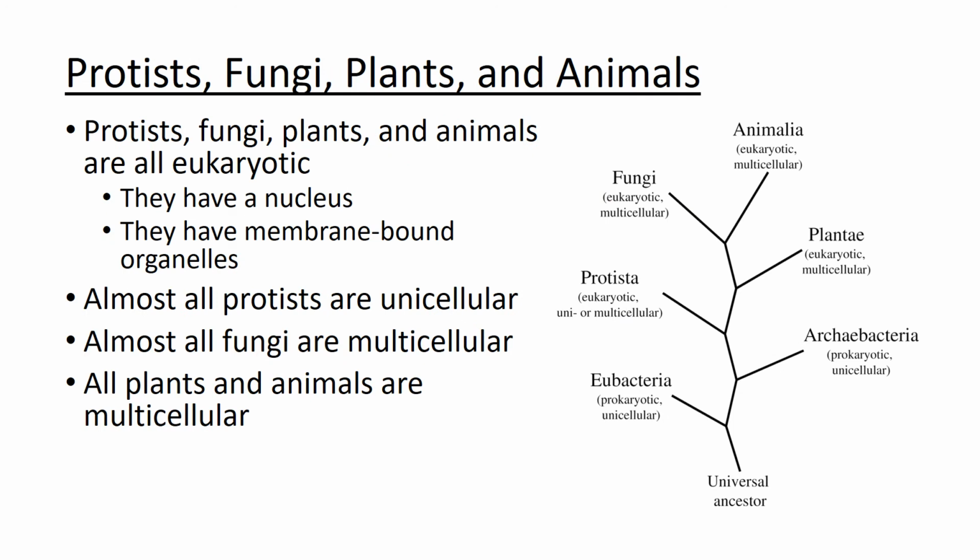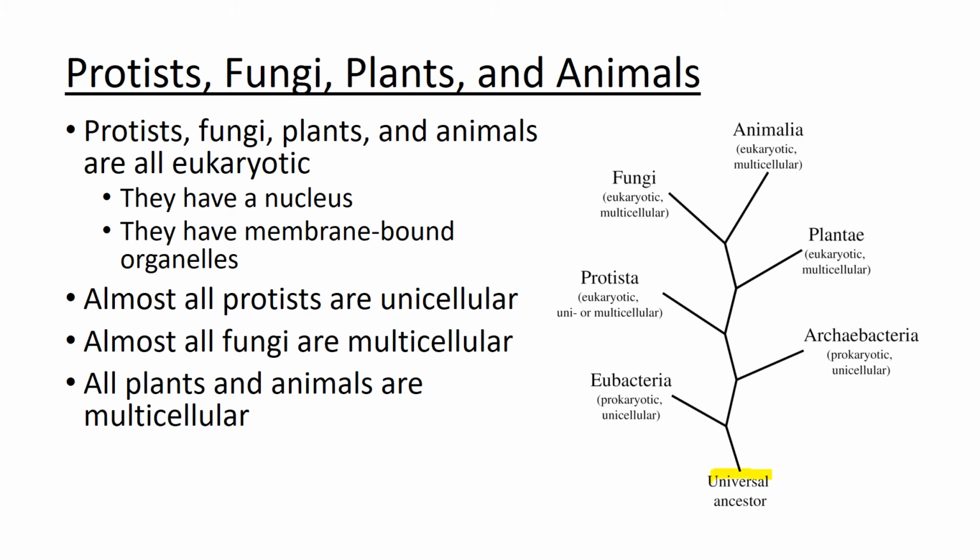The other four kingdoms of life are the protists, fungi, plants, and animals. And the protists, fungi, plants, and animals are all eukaryotic. And this means that the cells of these organisms contain a nucleus and membrane-bound organelles.